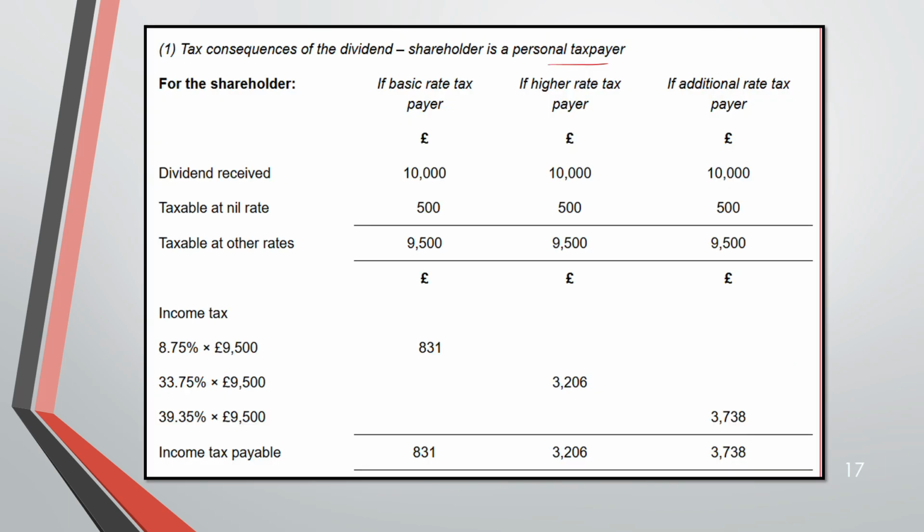Coming to the individual, you have to calculate. What is the dividend? £10,000. Let's assume you are a basic rate, higher rate, and additional rate taxpayer under these three scenarios. The first part of the dividend will be taxed at nil, 0%. So your taxable amount is £9,500 in each case, taxed at different rates: at basic rate, at higher rate, at additional rate. So this will be your income tax payable under three different rates based on the level of the income.